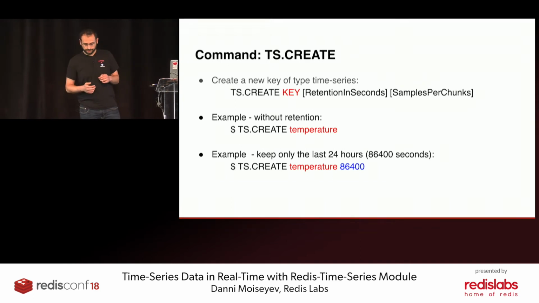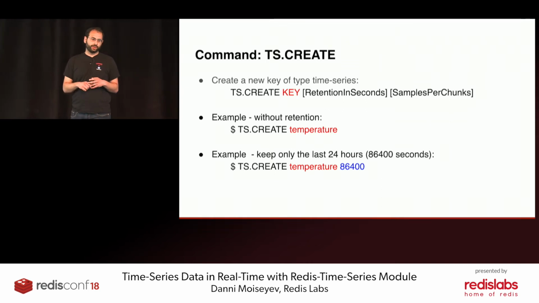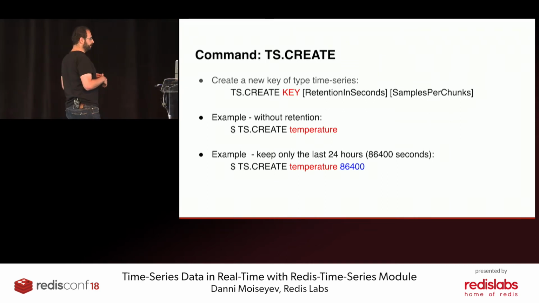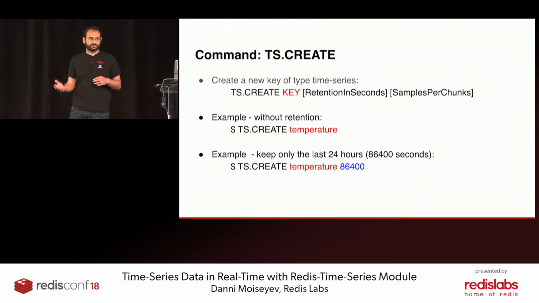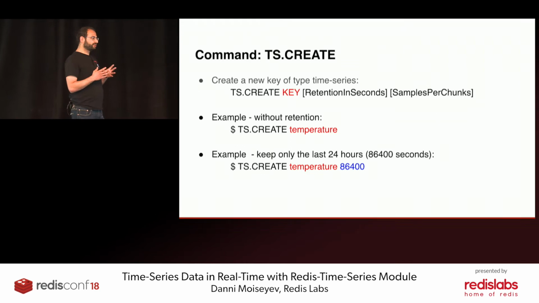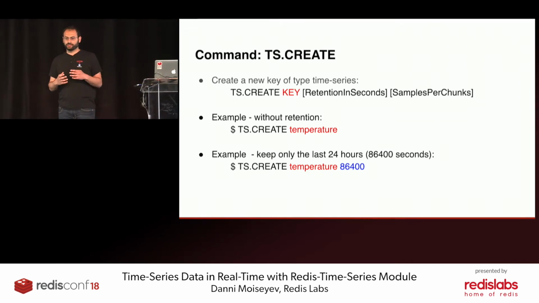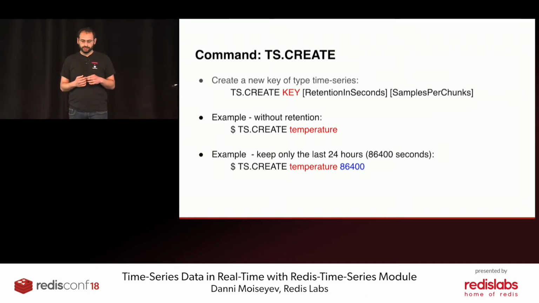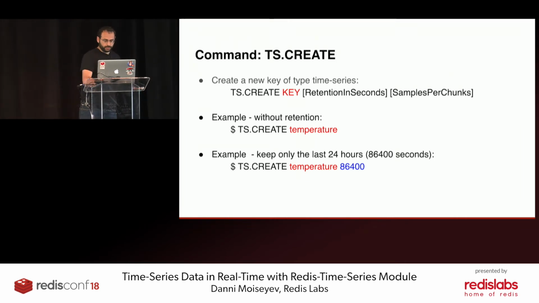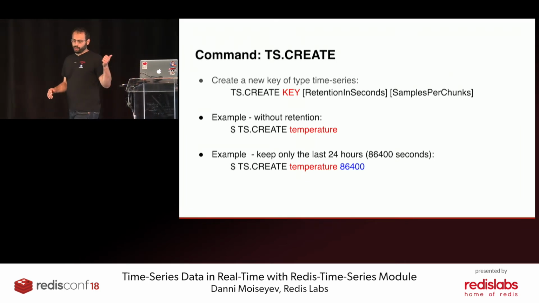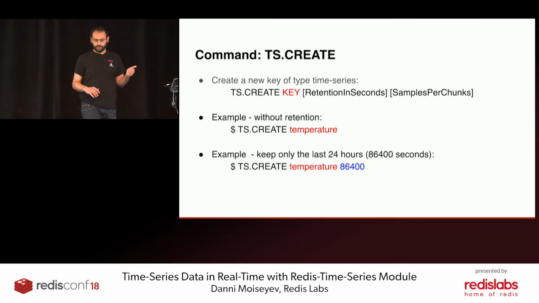The other configuration option is the samples per chunk. The way we keep the data in memory is by chunking the samples. Each chunk has X amount of samples. The default is something sensible. You might try and play with that to find different performance according to your specifications, but the default is supposed to work quite well for you. We have an example here of how to create a temperature key, and the retention policy is 24 hours.